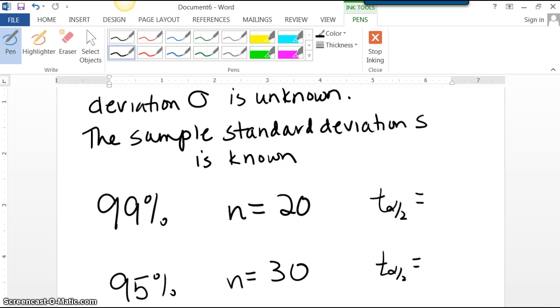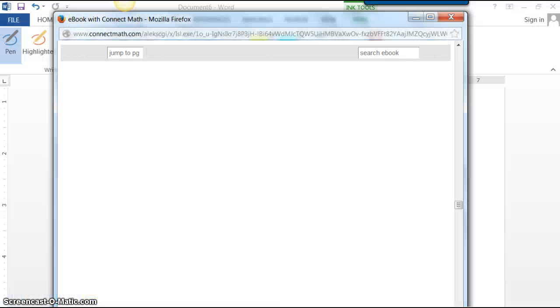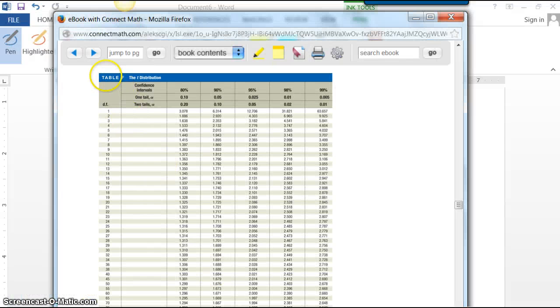When you use the table, you go to table F, which is the t distribution, and when you look along the top line, it's talking about confidence intervals. This line with the one tail and the two tail, we will use that line of the table in the next chapter, but we're just looking along the top here.